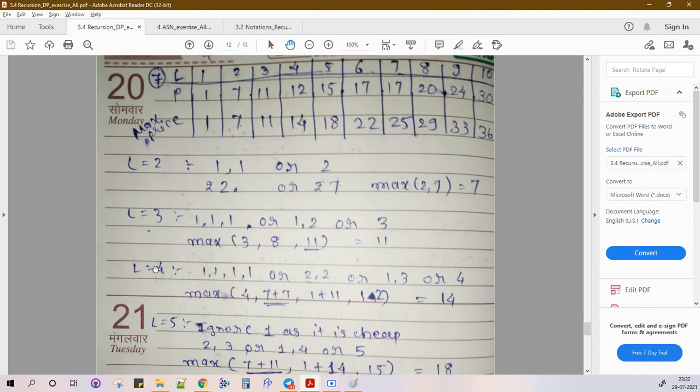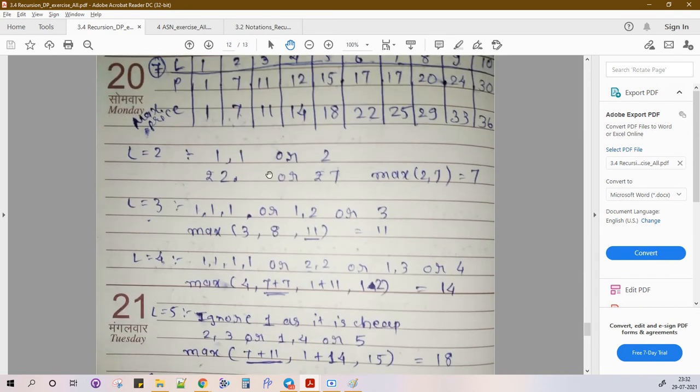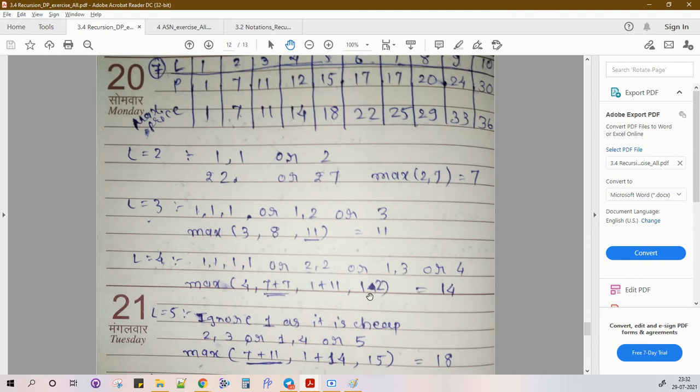So if I have a length of 4, I can have 4 possibilities: 1 1 1 1, 2 2, 1 3, or 4, right? So max of 4, 7 7. If I solve it in 2 and 2, it is 7 7. 1 and 3, 1 plus 11, it is 12. So max of everything is 14. So the maximum profit is 14.